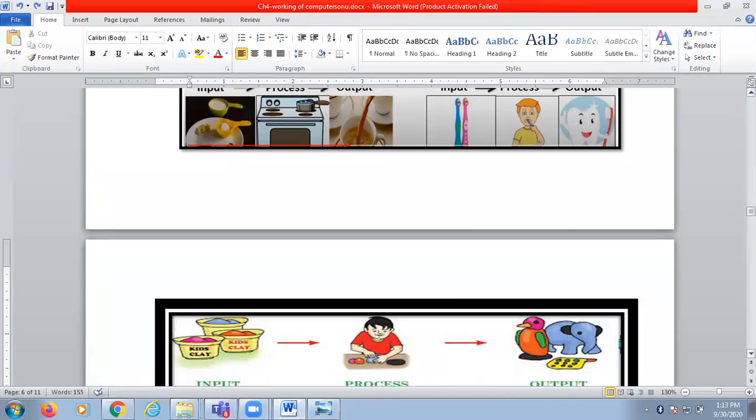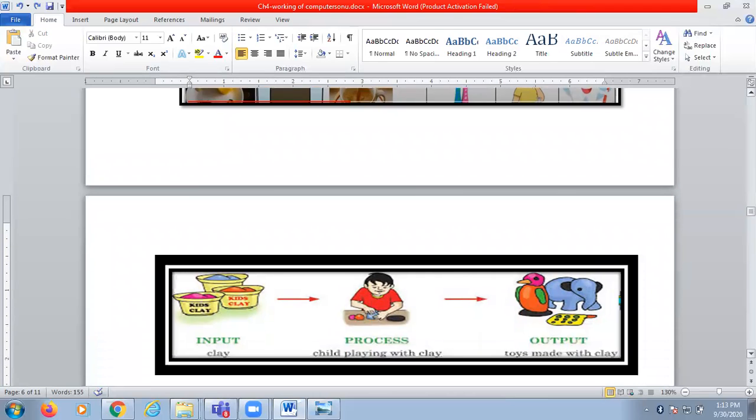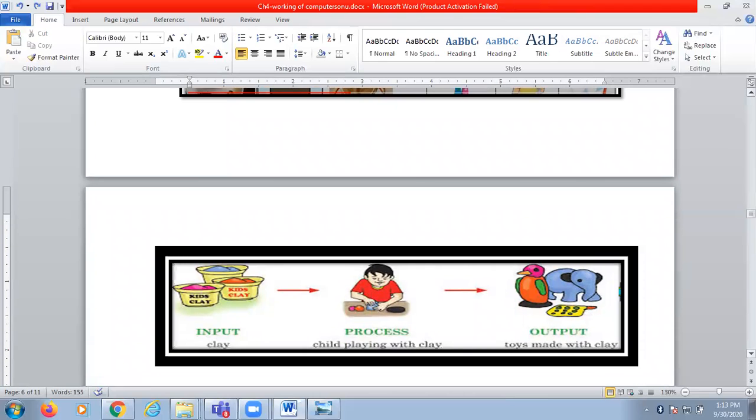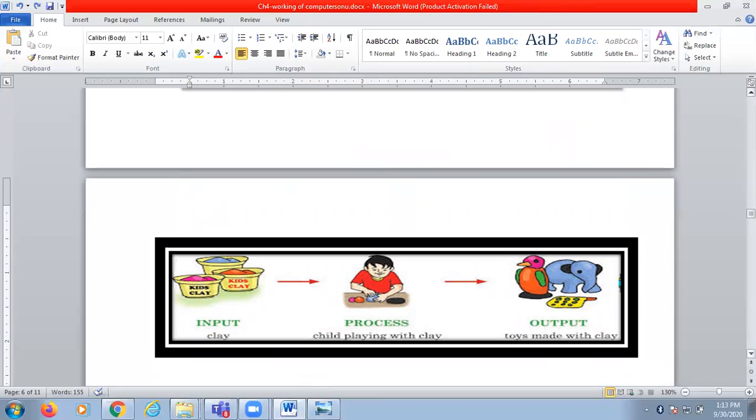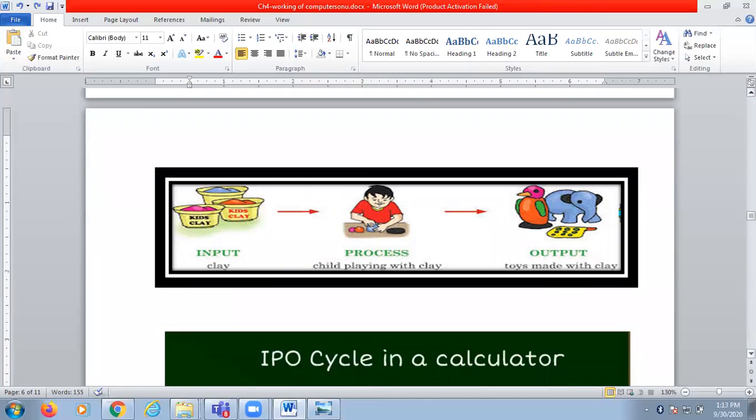Okay. Let us take one more example. Can you see this example? I hope you all can see. In which input is my clay, process is playing with the clay, output would be a toy, a beautiful toy that is being made with the help of clay. Is it okay? I hope it is clear to everyone.